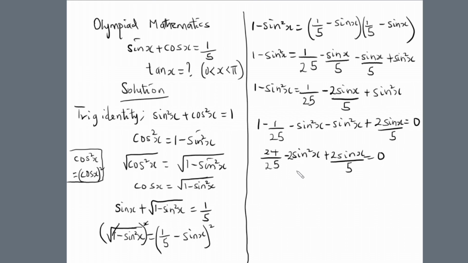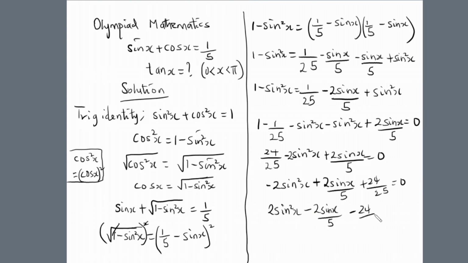So I want to rearrange this. I have minus 2 sine squared x plus 2 sine x over 5 plus 24 over 25. Before I proceed, why not multiply through by minus 1 to remove the minus at this side. So we'll have 2 sine squared x minus 2 sine x over 5 minus 24 over 25 equal to 0.